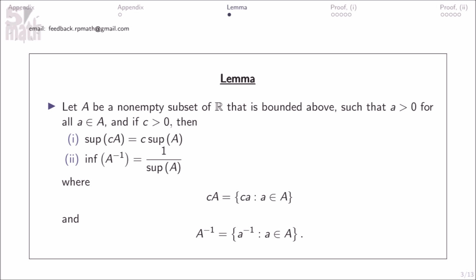Lemma. Let big be a non-empty subset of R that is bounded above, such that A is greater than 0, for all A in big. And if C is greater than 0, then 1. Supremum C big equals C supremum big. 2. Infimum big inverse equals 1 over supremum big, where C big equals CA such that A is in big, and big inverse equals A inverse, A in big.